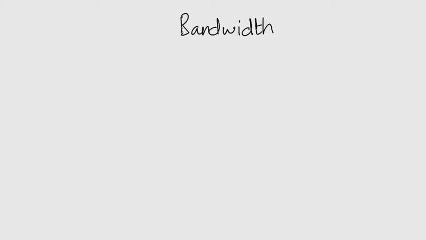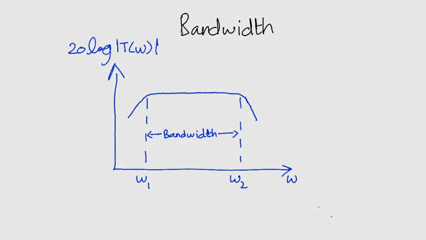Take a look at this magnitude response of an amplifier. The gain is constant over a wide frequency range, as you can see here. The bandwidth of the amplifier is roughly between omega 1 and omega 2.